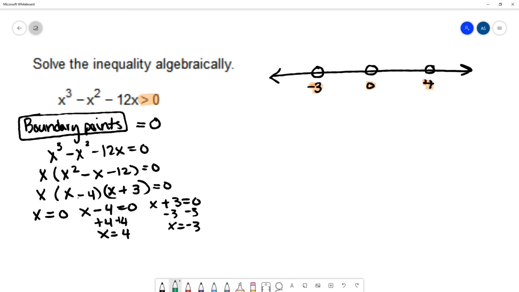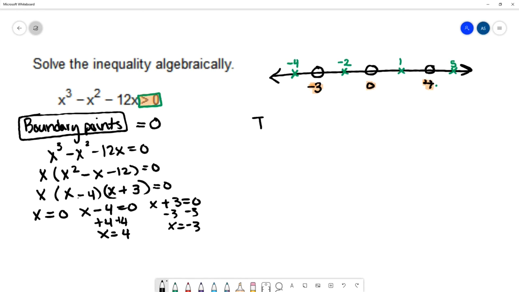So then we go inside each one of these intervals and we choose test points. We're going to test these intervals to see whether they are greater than 0 or less than 0. So I want to pick a number that's less than negative 3, like negative 4. Something in between negative 3 and 0, like negative 2. Something in between 0 and 4, like 1. And something greater than 4, like 5.